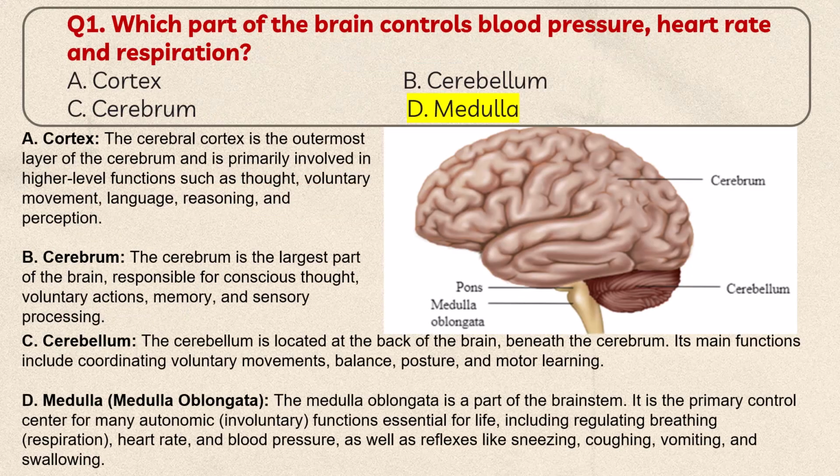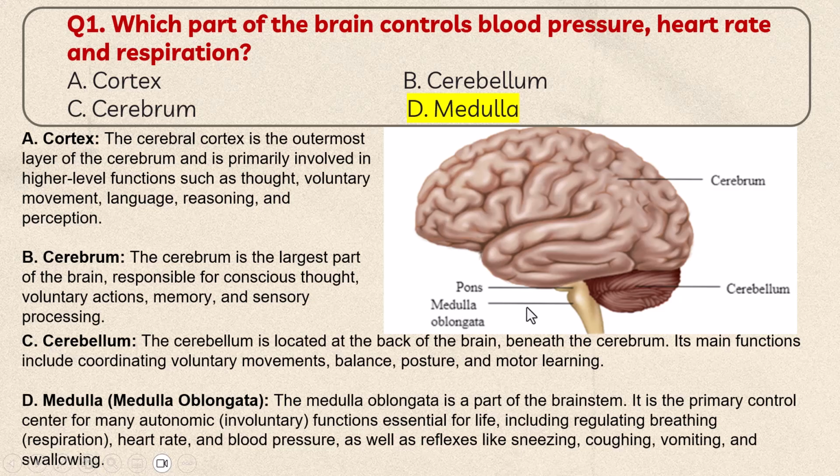Medulla. So when you take the overall structure of the brain, you can see here, the cortex is the outermost layer of the brain. It's primarily involved in high-level functions such as thought, voluntary movement, language, reasoning, and perception. And the cerebrum you can see, this whole part is the cerebrum. So the cerebrum is the largest part of the brain, responsible for conscious thought, voluntary actions, memory, and sensory processing. Cerebellum, you can see here, is located at the backside of the brain beneath the cerebrum. Its main functions include coordinating voluntary movements, balance, posture, and motor learning.